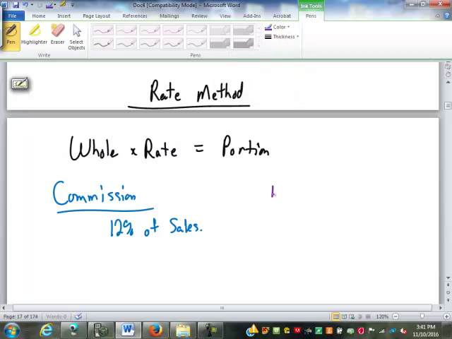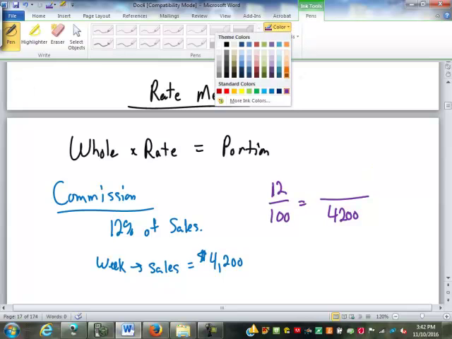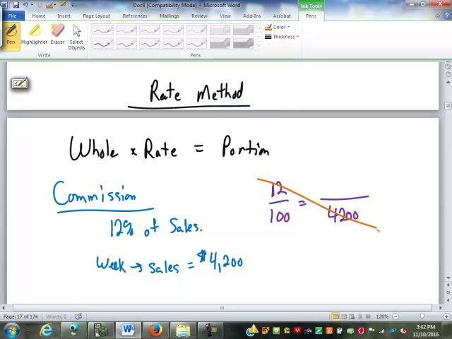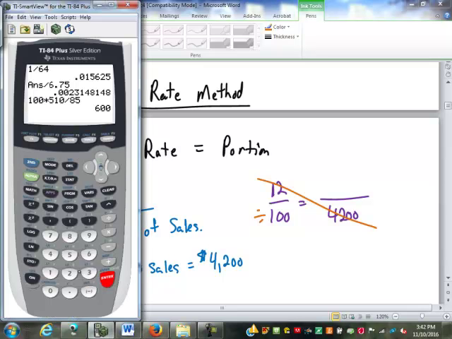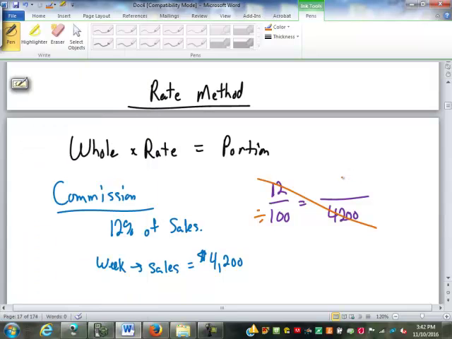Let's say you have a week where sales is $4,200. We could just go ahead and find 12%. 12 out of 100 equals blank out of 4,200. And if we cross multiply and divide here, 12 times 4,200 divided by 100 is going to give us $504 as your commission.